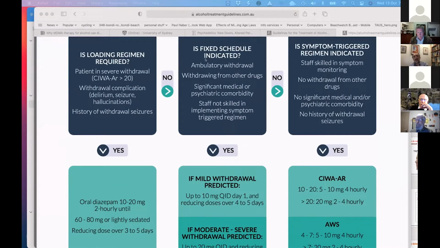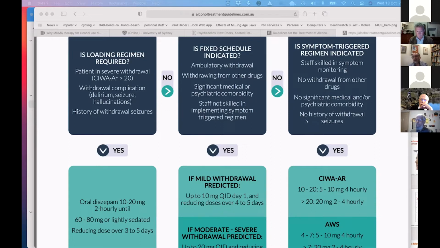we recommended a fixed schedule for these groups: ambulatory cases, complex cases with polydrug withdrawal, significant mental psychiatric comorbidity, and where staff may not have the skills in implementing treatment, which might be, for example, staff in a ward of a hospital that don't do a lot of this kind of work. And failing that, a symptom-triggered regimen could be recommended.